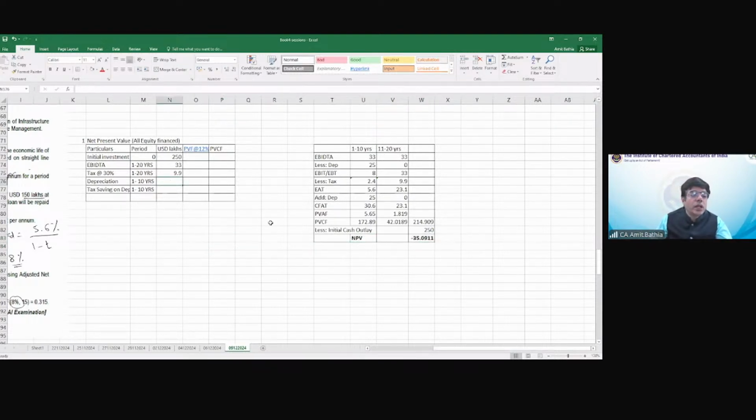Now I am calculating it over here. 25, and then what was the tax saving on 25 into 0.3? So 7.5. Now I will just use the respective annuity factors. The annuity factor for the initial investment will be 1, right? EBITDA is for 20 years. So what is the annuity factor for 20 years? 7.469.